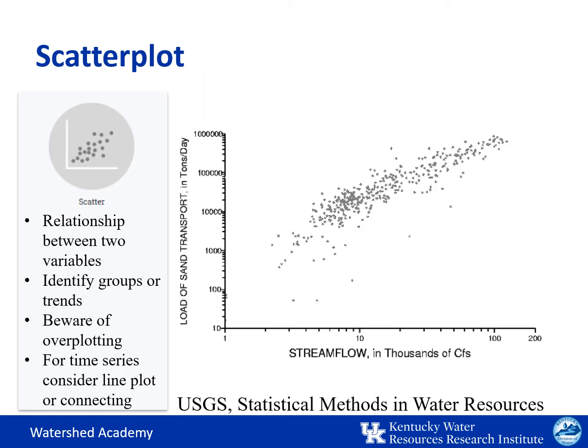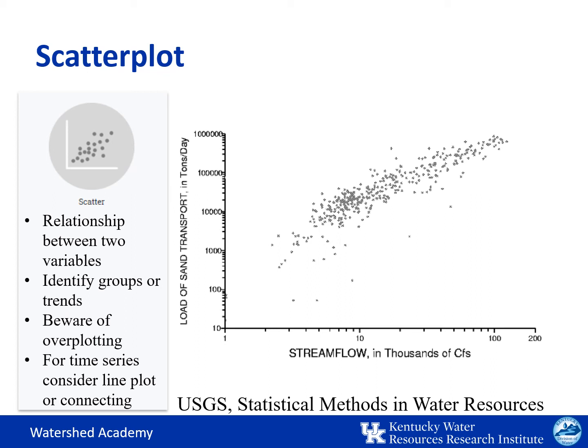A scatter plot is a great way to show the relationship between two different variables. It's also a great way to identify groups or trends. You have to be careful that if you have a whole lot of data that you don't overplot, and so you get a big clump of dots that you can't discern one from another. And if you're using a time series, so something that occurs over time, you might want to use a line plot or connect the dots.